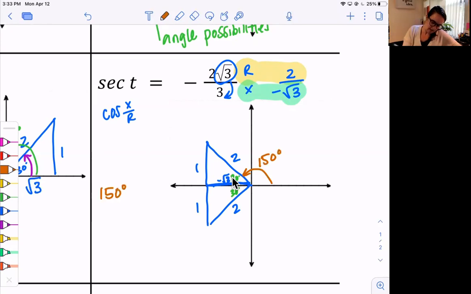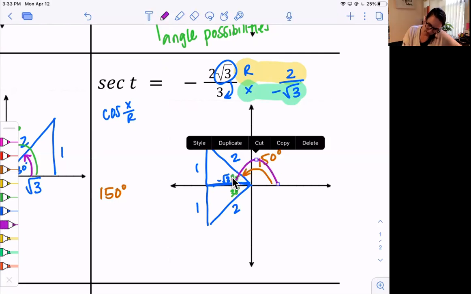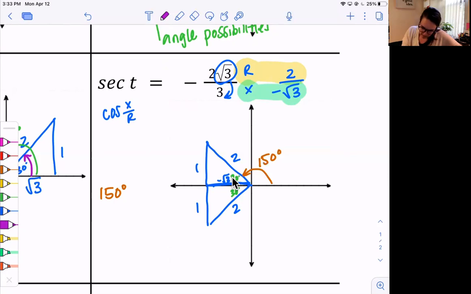And then over here, we have the full 180 plus another 30. Oops, okay, go away. Sorry. There we go. So we have the full 180 and then another 30. And that's going to give us 210, like that.